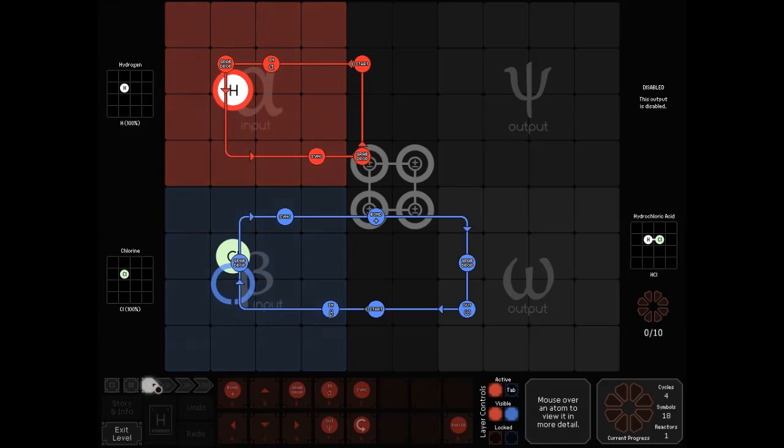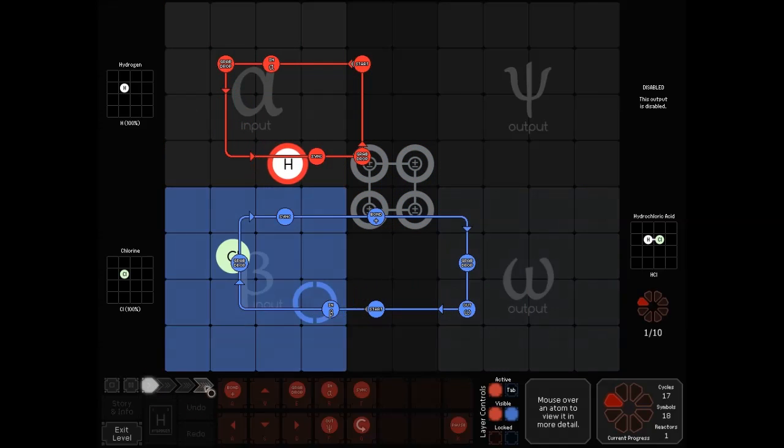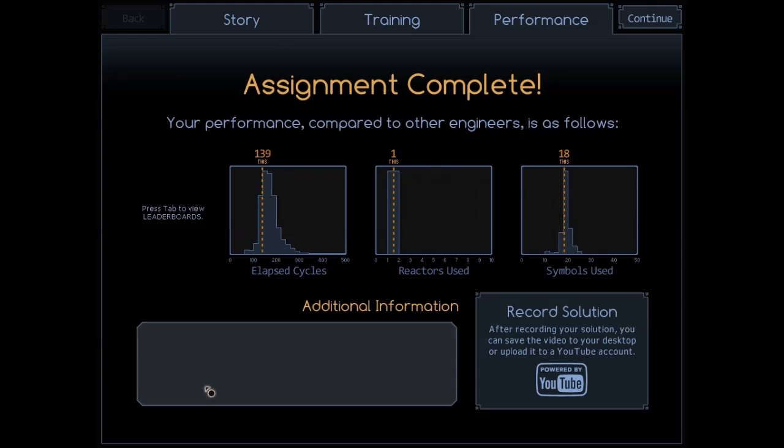Okay, so now let's see if this will work, right? We'll just play it in slow-mo. Picks up the hydrogen and the chlorine, and then they bond together, drop them, and output. Excellent! First time! And it tells me I took 139 cycles. There's obviously ways to make this even faster if you like. And there's also bonuses or a challenge to do this using the least number of symbols.